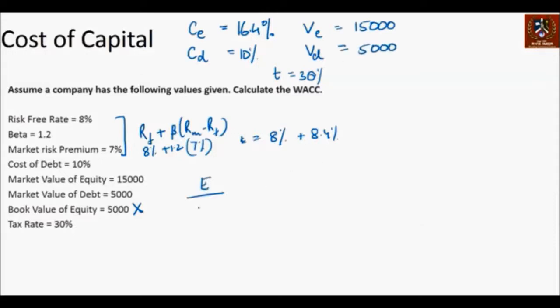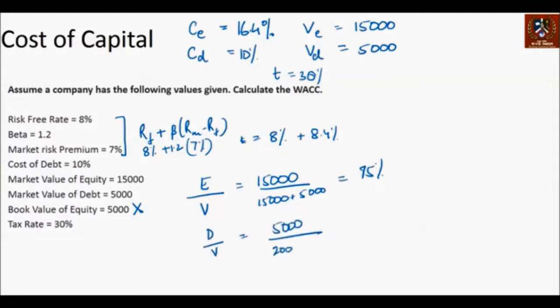So equity divided by total value is going to be 15,000 divided by 15,000 plus 5,000. That will give me 75%. Debt by value is going to be 5,000 divided by 20,000. 20 is 15 plus 5. That will give me 25%, right? So that's weight of equity, weight of debt.